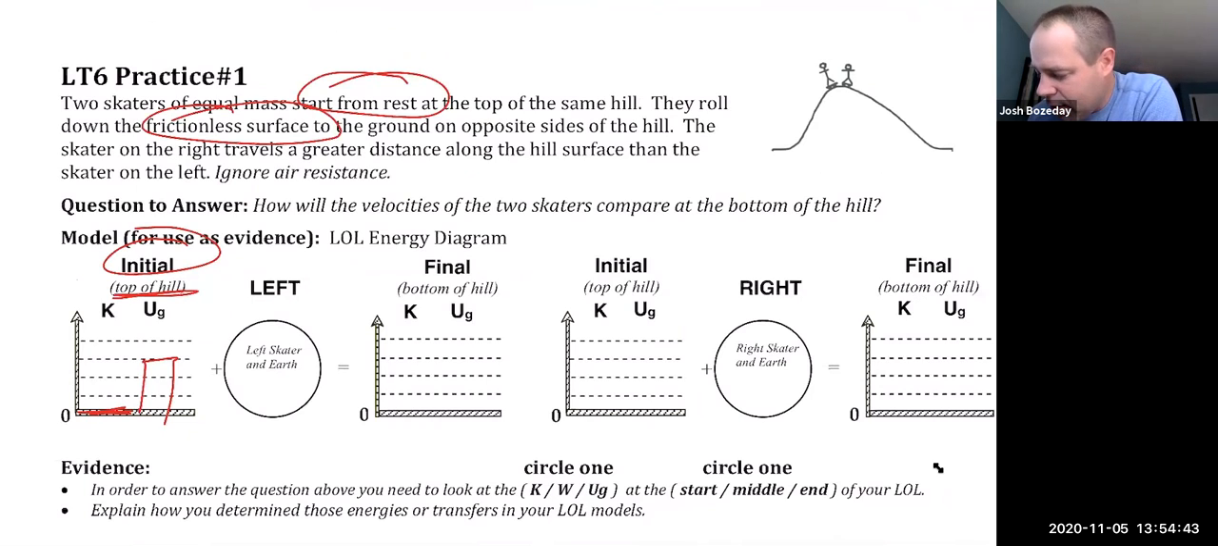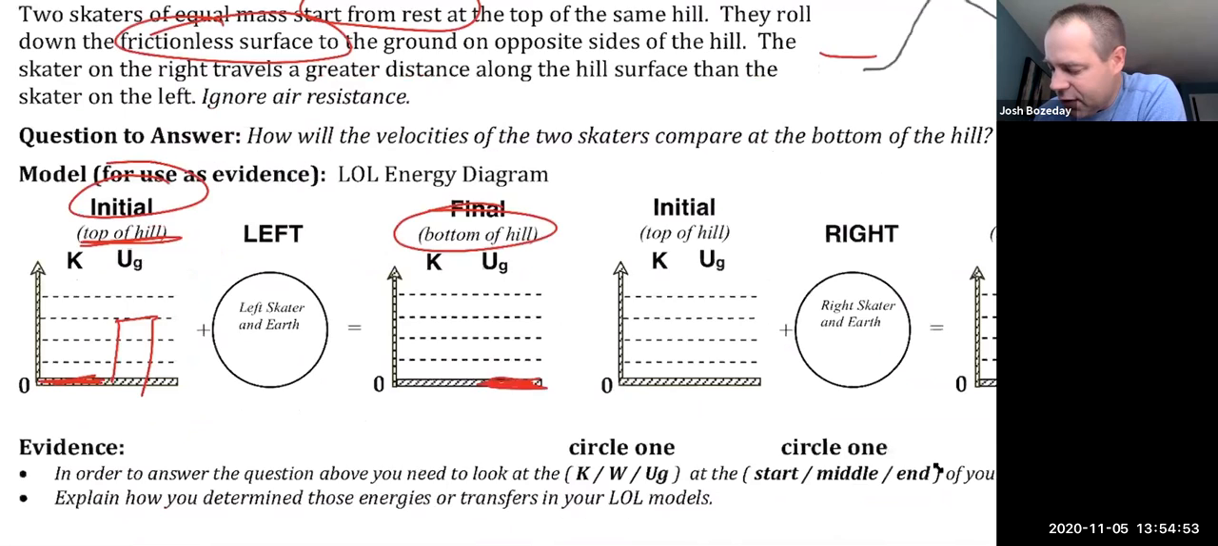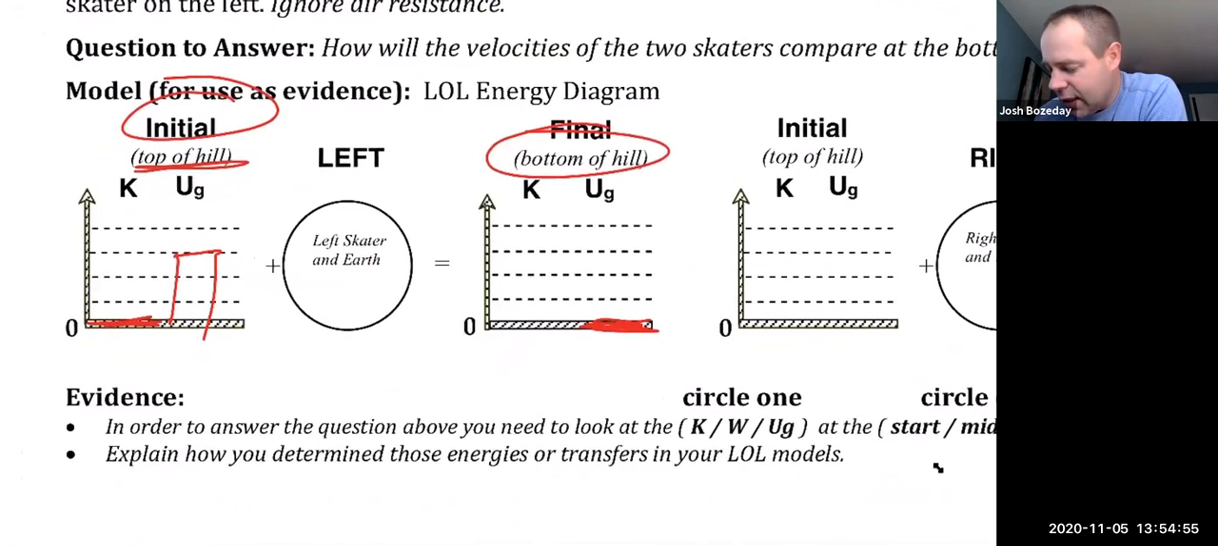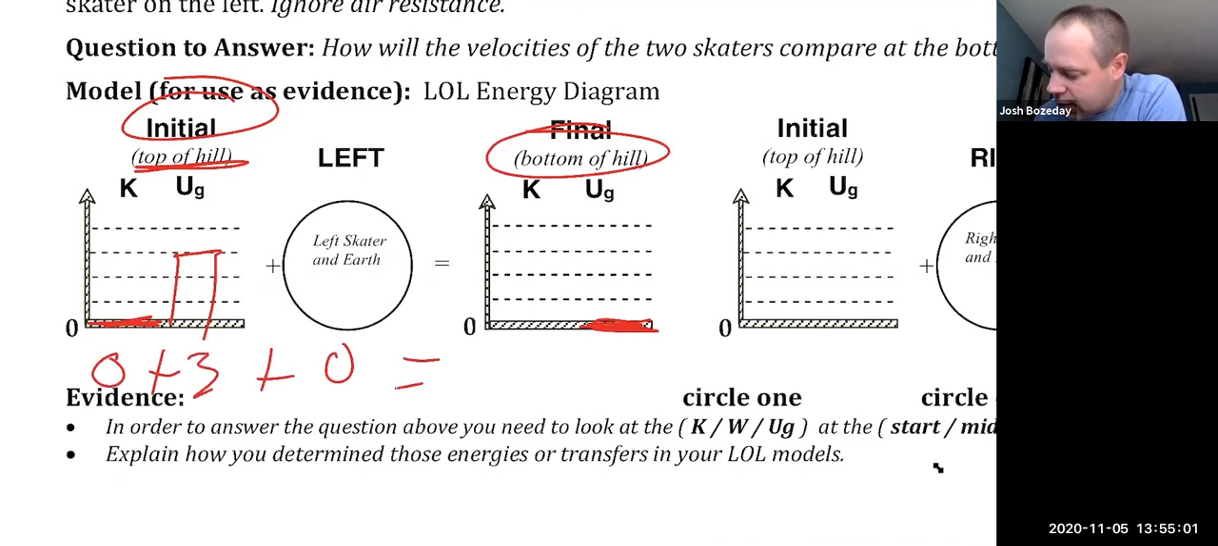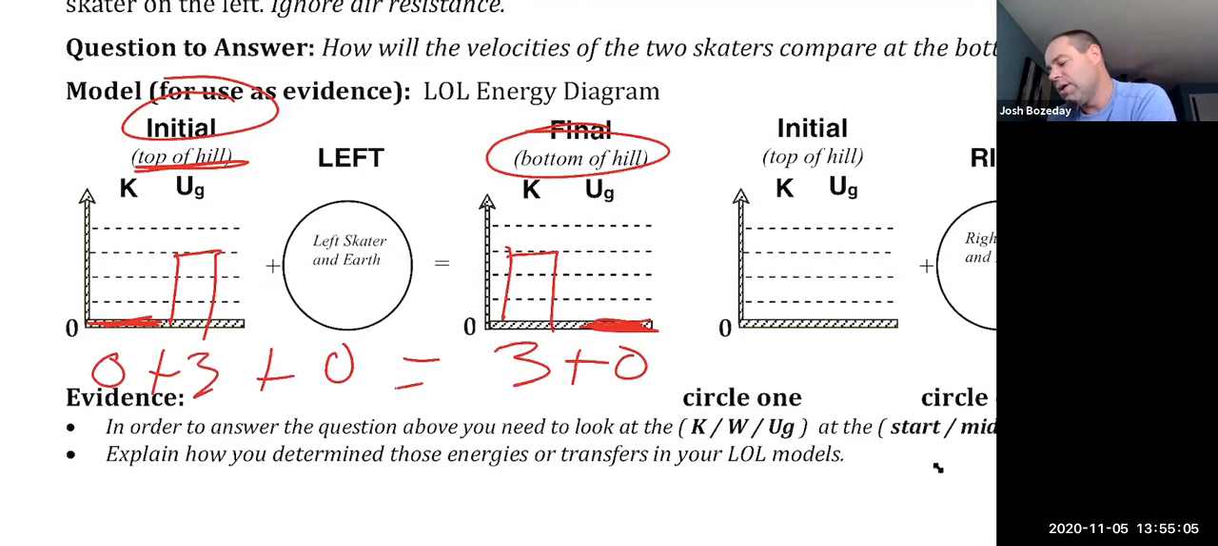At the bottom of the hill, well, they're definitely moving, or this guy's moving at the bottom of the hill. And he's got no height. So there's no UG. So if I look at this, I see, conservation of energy means the total energy has to stay the same or be accounted for, I should say. So 0 plus 3 plus 0 equals, this must be 3 then, right? So there's 3 units of kinetic energy at the end.